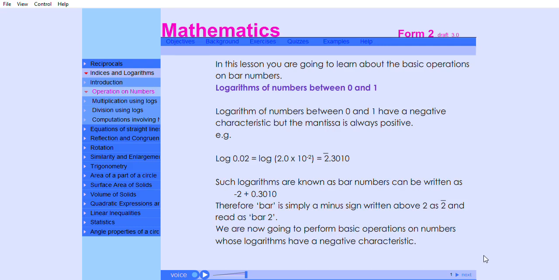Bar 2.3010 can be written as negative 2 plus 0.3010. Therefore, bar is simply a minus sign written above 2 as bar 2 and read as bar 2. We are now going to perform basic operations on bar numbers.